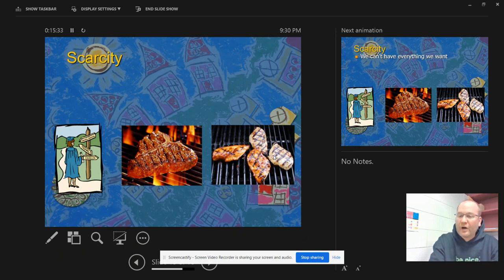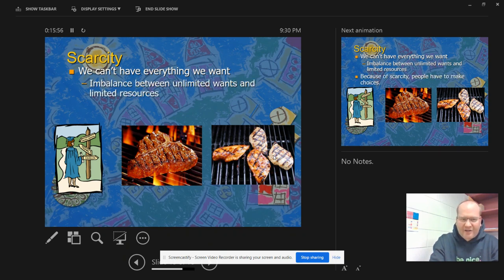And because we have unlimited wants, but yet limited resources, we don't have everything. Like there's not just an abundance of oil that we can keep pumping out of the earth for the rest of eternity. We have what we call scarcity, which is an issue. We can't have everything we want. Some things are what we call scarce, and some things are more scarce than others. Scarcity is an imbalance between unlimited wants and limited resources.